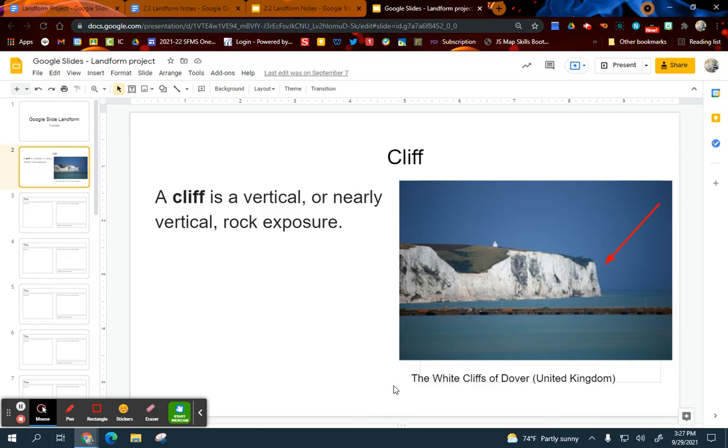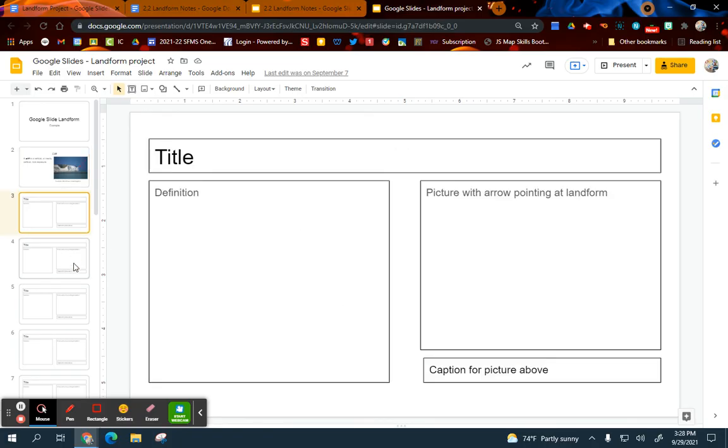And then my caption below, I'm saying where this place is at. This is a real place. You could go there. The White Cliffs of Dover, which is in the United Kingdom, kind of on the southern part of that. So that's all you'd have to do. And then I have all the templates right here for you to work on, okay? So you would just fill them in as you go.